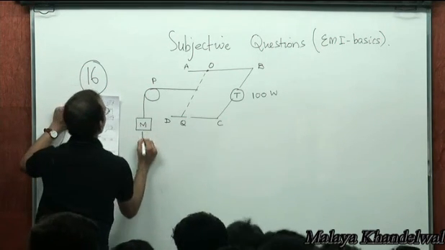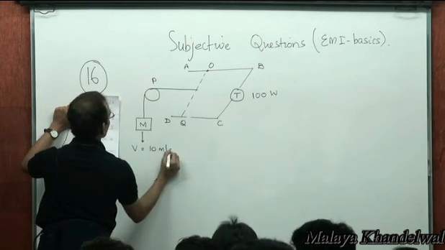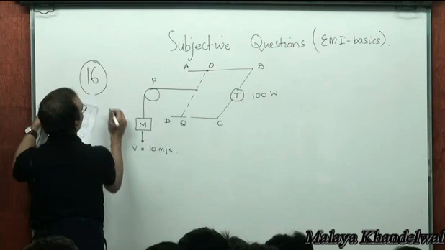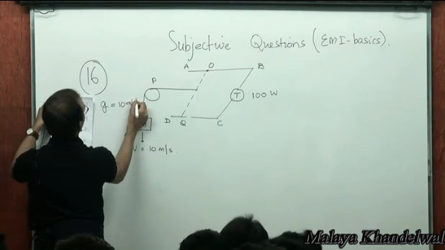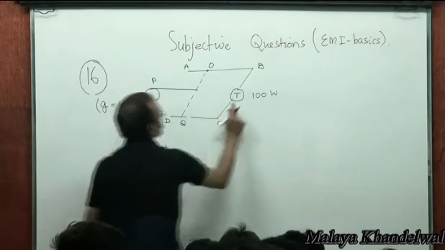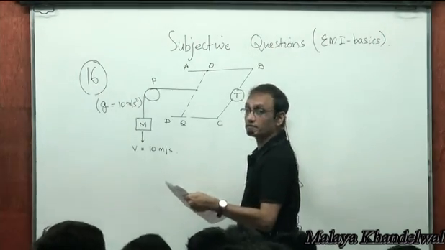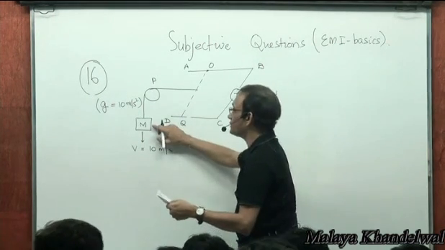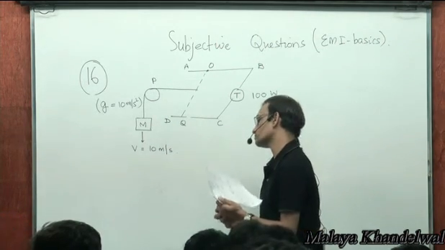And this is known to move down with a constant velocity of 10 meters per second. G is 10 meters per second squared, given in the problem. And when this happens, the bulb illuminates at its rated power. We want to find the mass of the block.